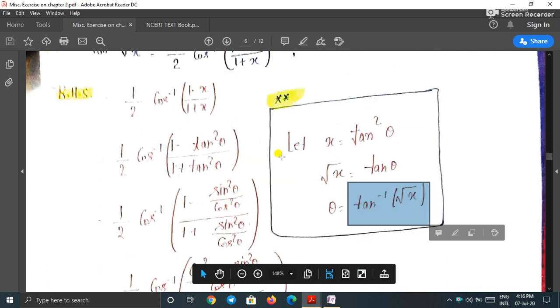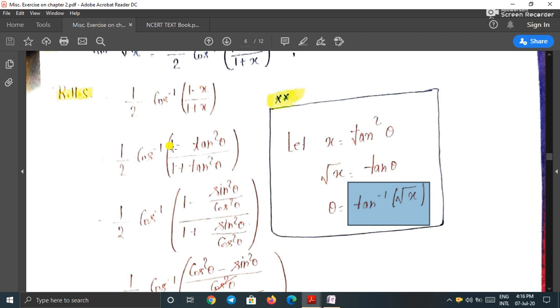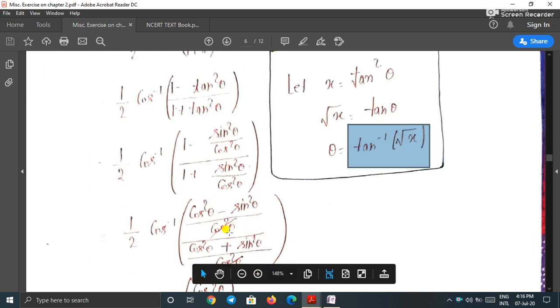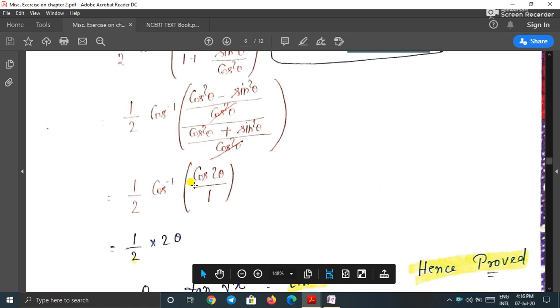Okay, now see, x is equal to tan square theta, so we get (1 minus tan square theta) upon (1 plus tan square theta). Now change tan square theta in terms of sin theta and cos theta. You will get sin square theta upon cos square theta, and sin square theta plus cos square theta. Simply simplify it, you will get cos 2 theta.